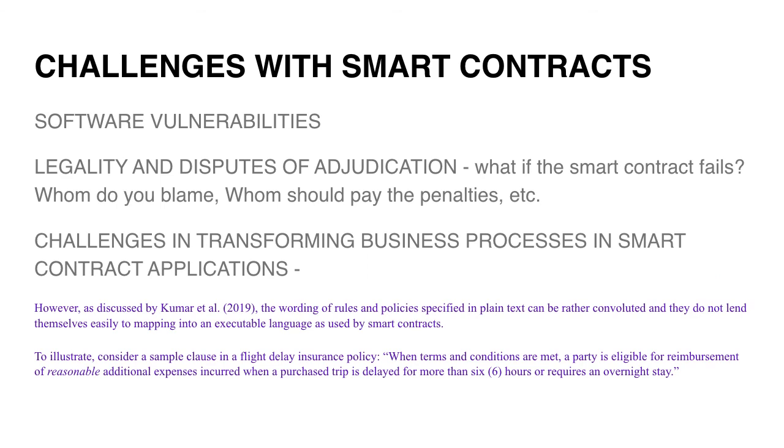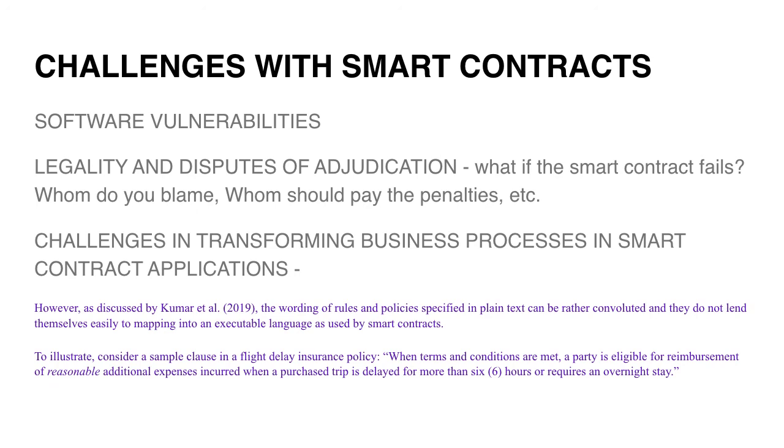There are different challenges with smart contracts. For example, software vulnerabilities, the legalities, and the disputes of adjudication. What if the smart contract fails? Whom would you blame? Who should pay the penalties, etc.? There are different challenges in transforming business processes and smart contract applications as well. However, Kumar et al. have this paper in which they say that the wordings of rules and policies specified in plain text can be rather convoluted and they do not lend themselves easily to mapping into executable programming language constructs for use by smart contracts.